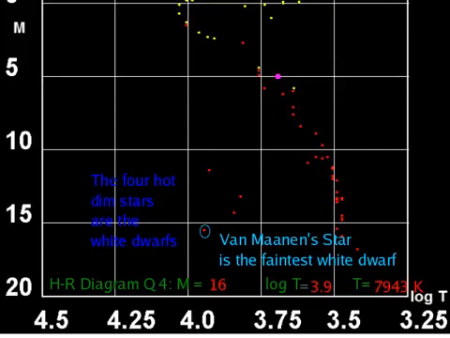We could probably also answer the next question from this slide, because it just asks, is Van Maanen star hotter or colder, or brighter or fainter than the sun? I'm just going to put that up here, HR diagram Q5.